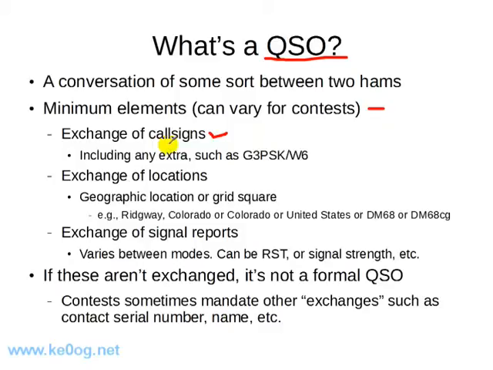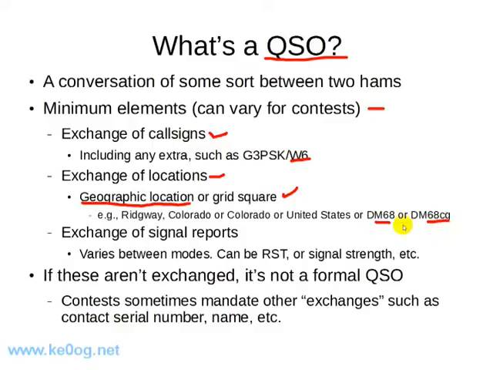The first is exchange of call signs, including any extra little things like G3, PSK, underscore, W6. All of this extra needs to go into there too. An exchange of locations, usually a geographic location, but these days it's become more common to just use the grid square. For example, these are locations I might give for where I am now. I might say I am in Ridgway, Colorado. I might say I'm just in Colorado, or I might say if I'm talking to a DX station, I'm in the United States. Or I could give my 4-element grid square, DM68, or my 6-element DM68CG.